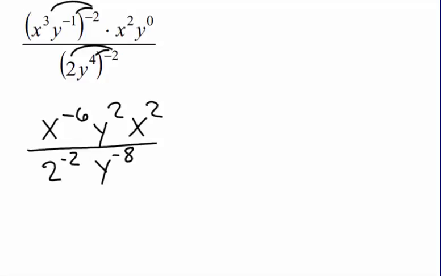So now we're just going to move them around so we have positive exponents. I need to move that x to the negative 6 into the denominator, and then basically everything that's in the denominator needs to get moved to the numerator to make those exponents positive.